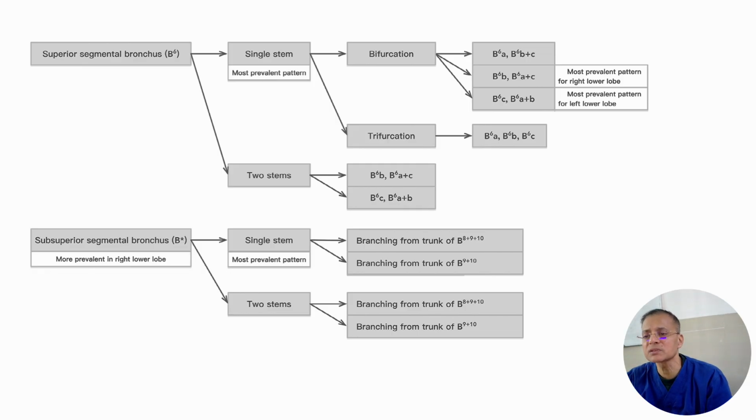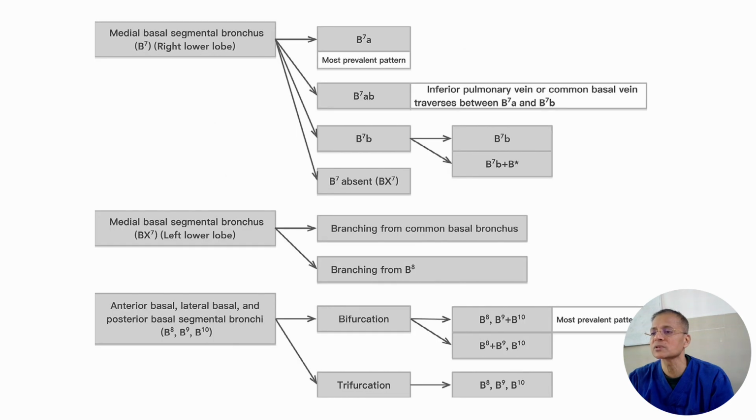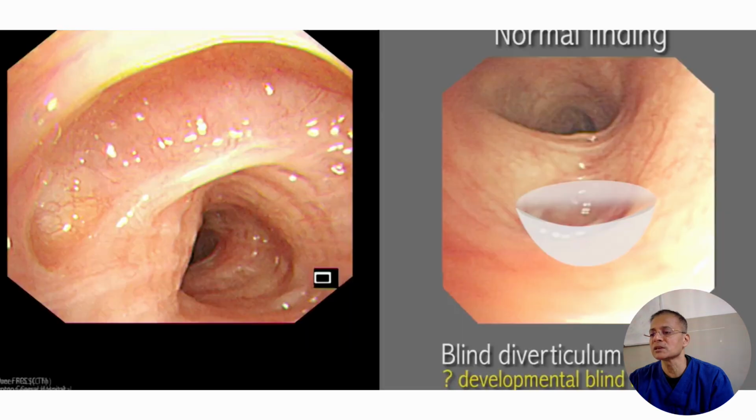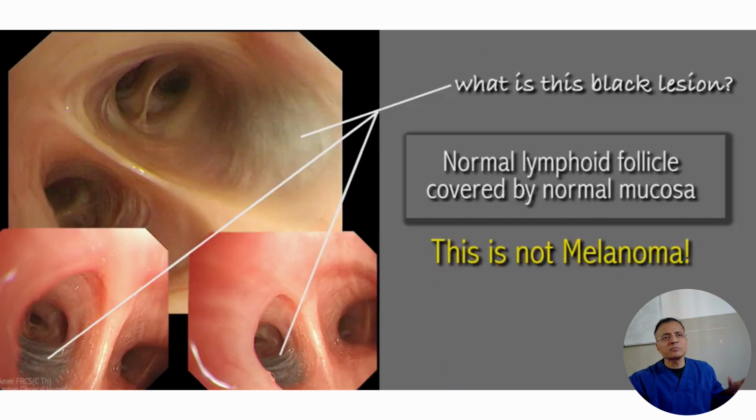So B6 sometimes has a B star, that is the accessory subsuperior bronchus pattern. So these are the patterns of variation of the tree that you sometimes see during bronchoscopy, not quite unusual. The structure we are visualizing here seems a cup-like structure. Is it a blind diverticulum, a developmental blind ending? That may happen. That is just like a diverticulum, a continuous blinded bronchial diverticulum.